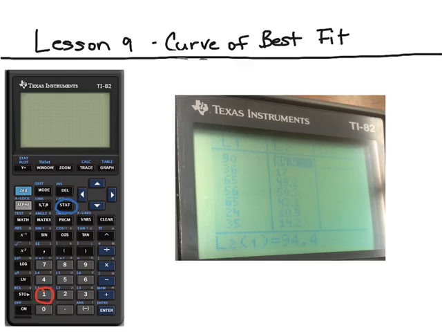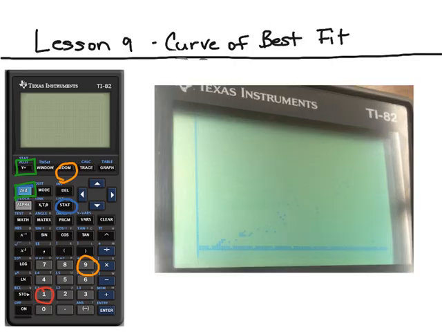Now we're going to do second function, y equals. That brings you to your plot screen. Make sure that plot 1 is on. Then you're going to hit zoom, and you want to do zoom stat, so you hit 9. And the screen that should come up is this. So this is your graphed data.